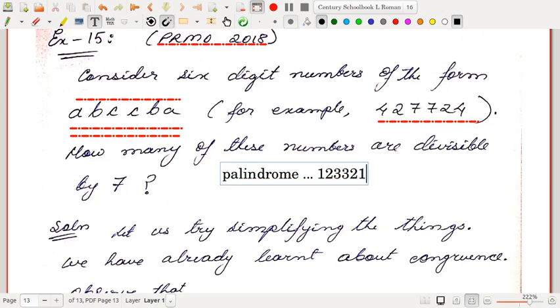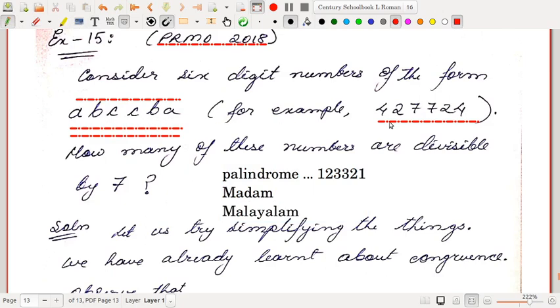If you read it from the front or back, it appears the same. Say madam, M-A-D-A-M, this is a palindrome. Malayalam, this is also a palindrome. So this is what we are seeing.